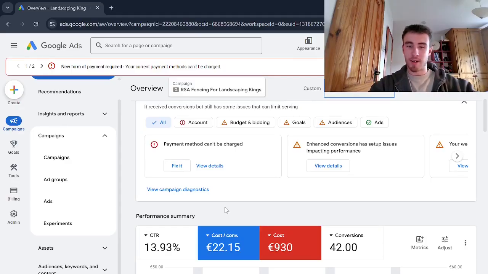So now we're going to touch on how I'd recommend using this strategy of starting out with maximize clicks and when to actually switch over to max conversions.